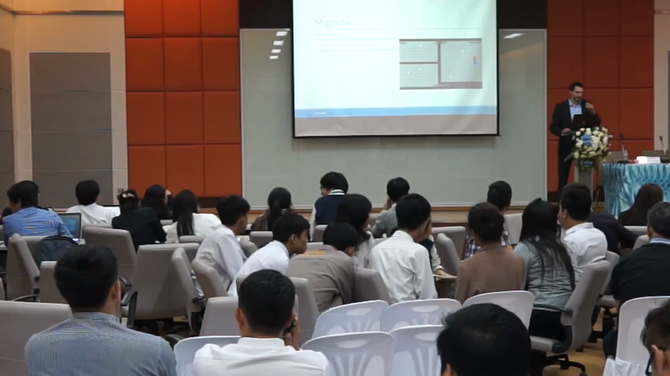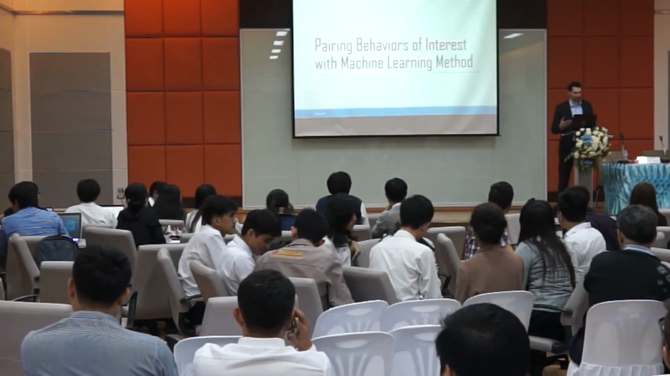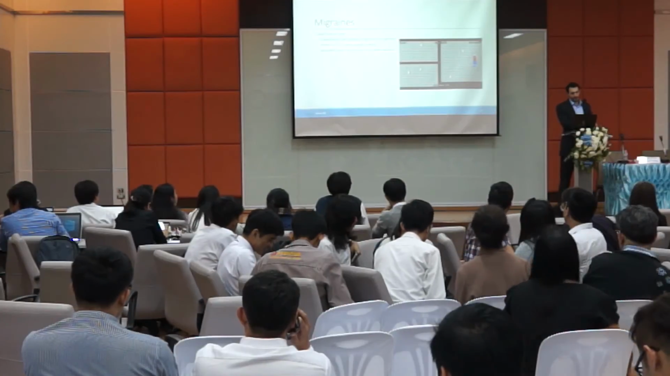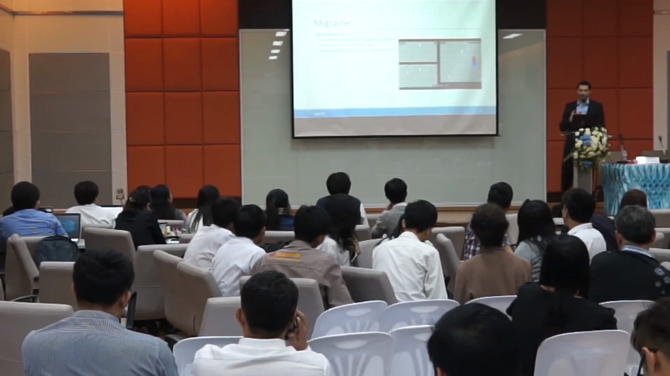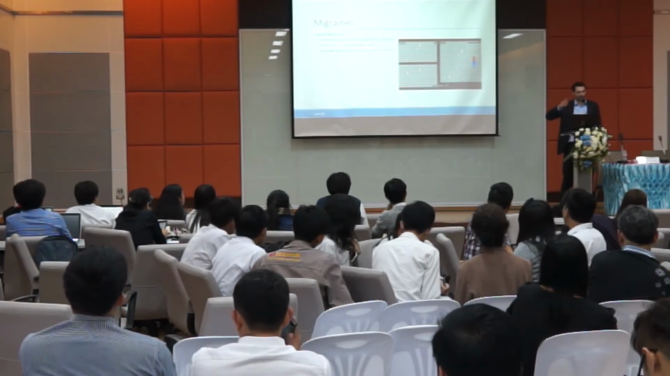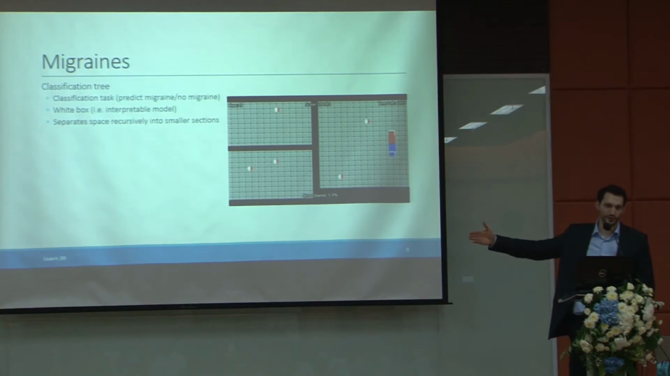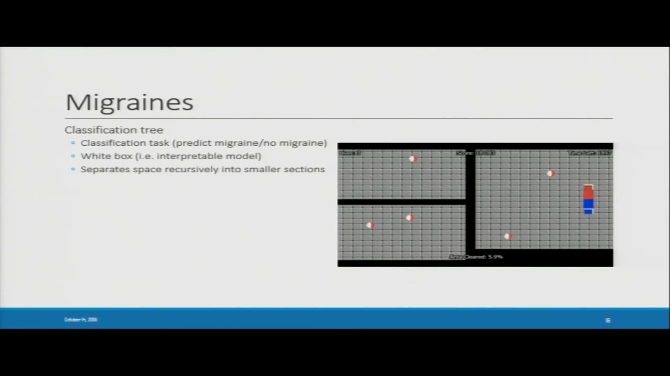Okay, so the next thing we're going to talk about is, we've already discussed this a little bit, but pairing the behavior of interest with some kind of machine learning method. So that's effectively what we've been talking about. So I'm going to give you a brief background again on migraines. What I was trying to predict for myself is, do I have a migraine or do I not have a migraine, right? So that is categorical, right? And I'm doing it based on data and then trying to predict categorical output, right? So that's a supervised classification task, right?